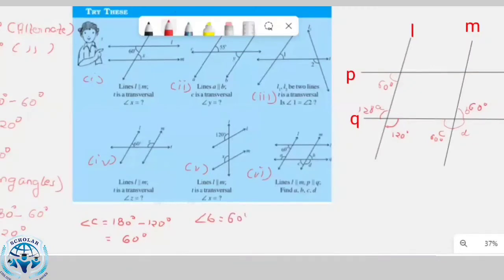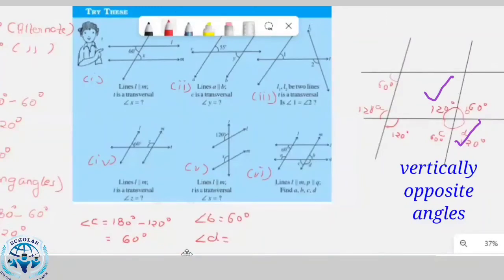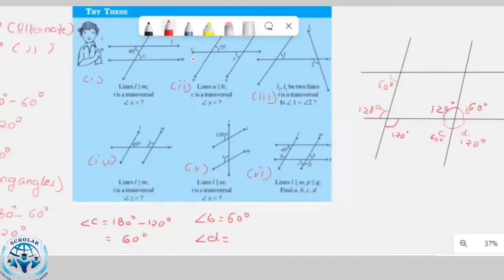So, angle D will be 120 degrees because it is corresponding to that angle. Once again, 60 degrees and 120 degrees, that means angle A and 60 degrees are supplementary because they are interior angles. A and another angle will be 120 degrees because both are vertically opposite angles. Now 120 degrees and C again are interior angles, they are supplementary, they are 180 degrees. So C will be 60 degrees.